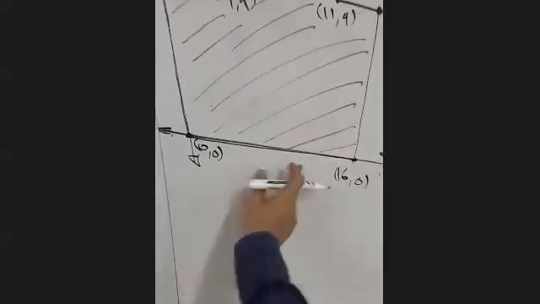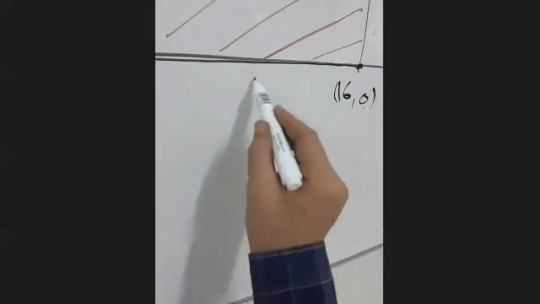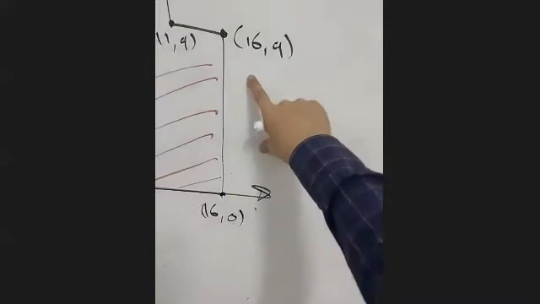What will we do to find its length? We will cross the two zeros. 16 minus 0 equals 16. Rakan, focus. 16 minus 0 is 16. So this length is 16. Now this length here, what will we do? We will cross the two 16 and 9. 9 minus 0 equals 9.